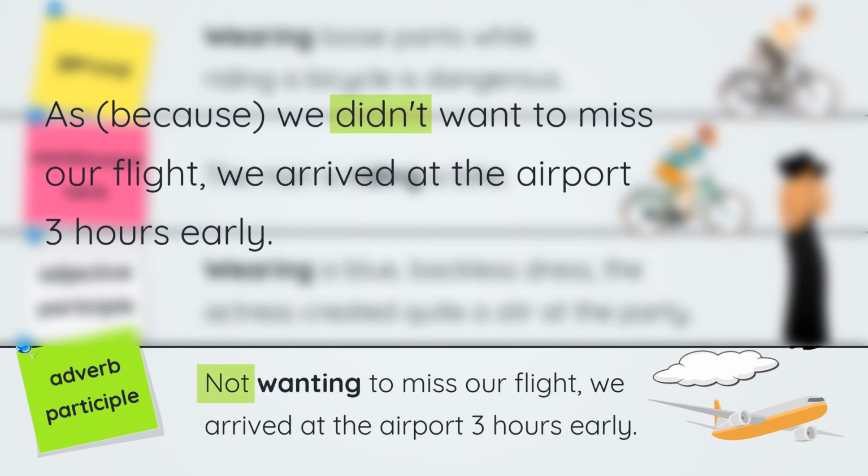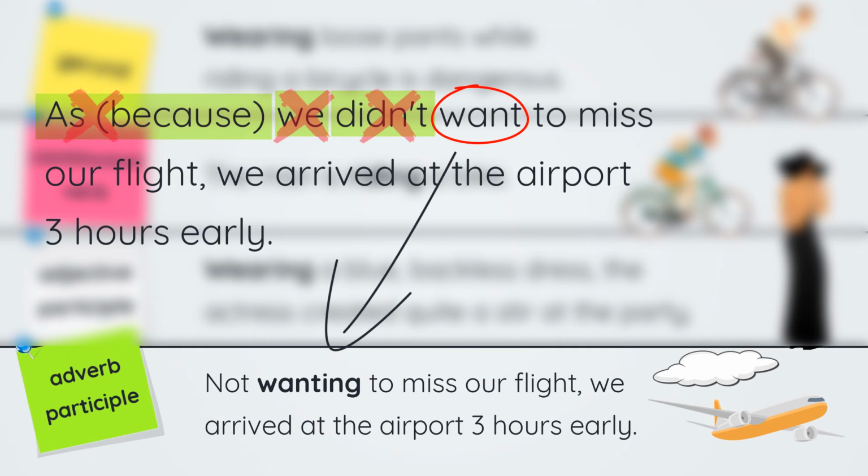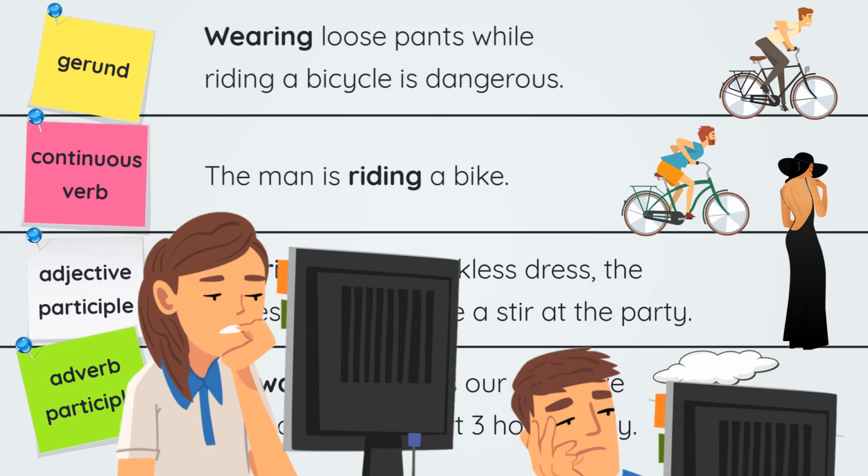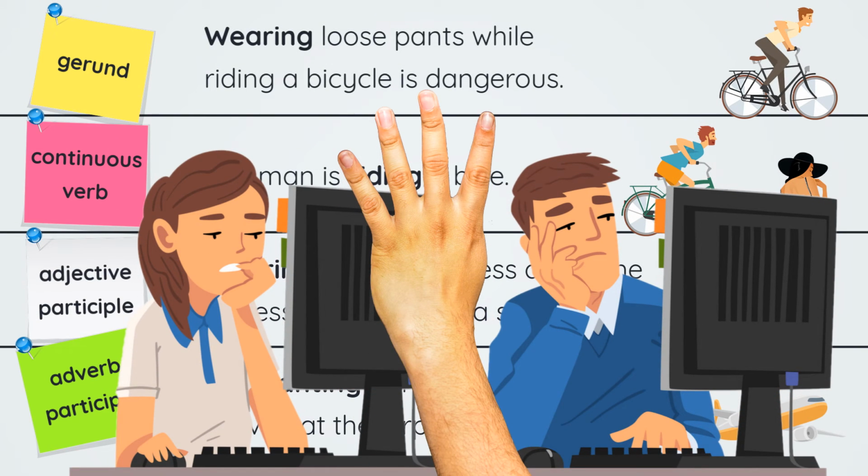Now, what I'm doing here, again, I'm reducing an adverb clause to an adverb participle. When the relationship between the two clauses is very obvious, we can take out the conjunction and we can take out the subject and the verb and leave only the verb and make it a participle. And then we have a participle phrase, and we can put that at the beginning of the sentence again. So, not wanting, this word wanting includes the conjunction, the subject, and the verb. All of them are squeezed into this participle. Now, this might be a little bit confusing, but I just want to show you the 4 uses of ing.